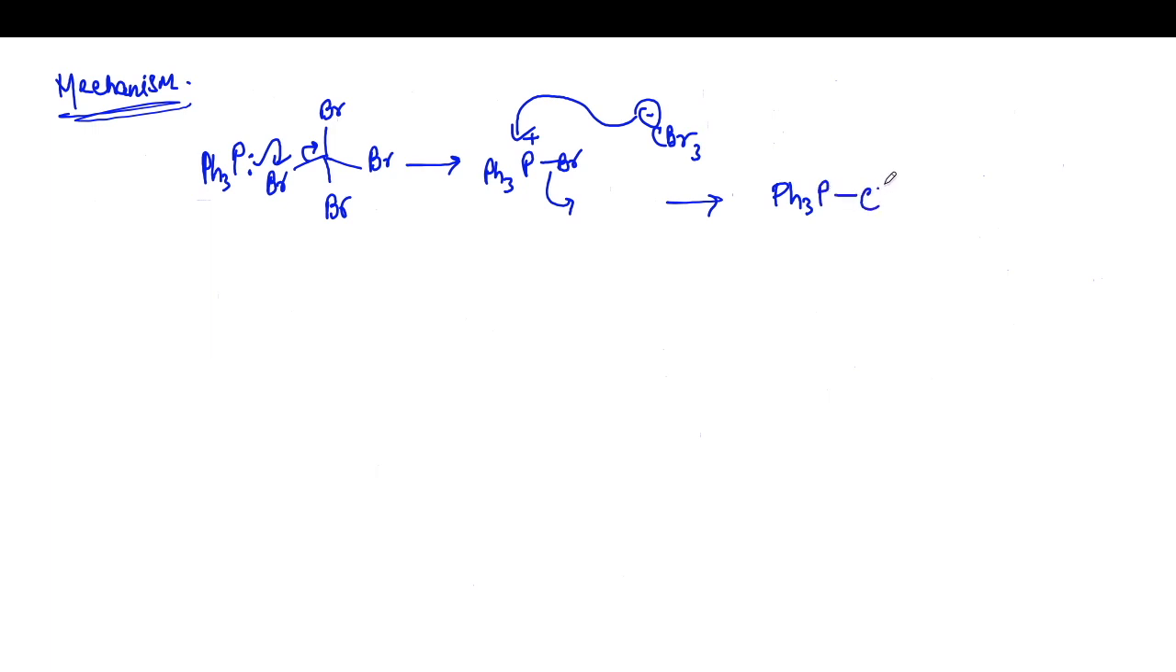What happens next is like this. You have CBr3, still the phosphorus having a positive charge, and one of the Br minus got free. Now the Br minus is going to attack another bromine group and thereby give you this kind of a ylide.